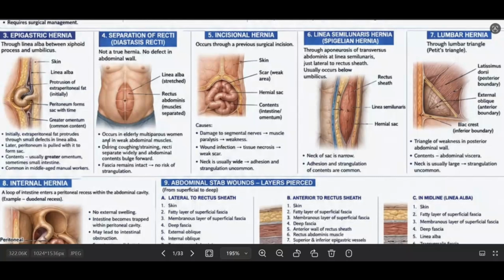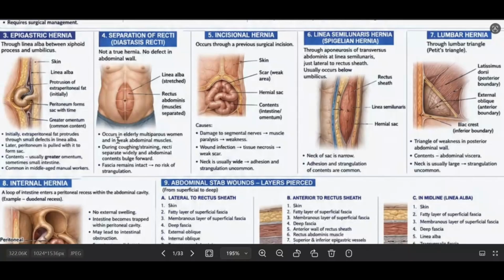According to our book, the causes can be elderly multiparous women, because multiparous women have weak abdominal muscles because of C-sections or multiple deliveries or multiple pregnancies. They have weak abdominal muscles, and repeated pregnancies stretch the linea alba.